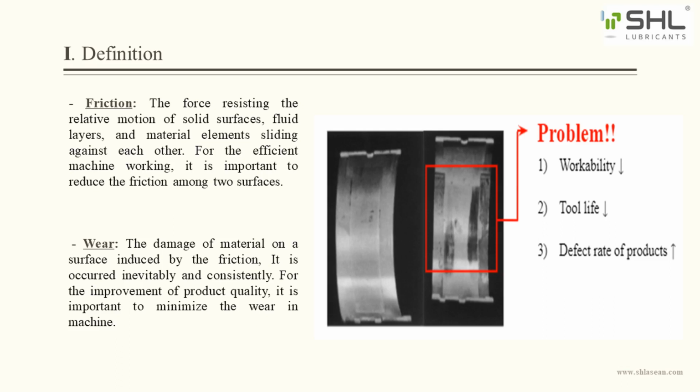Next is abrasion. Abrasion is the deterioration of a material on a surface by friction, which occurs reliably and consistently. To improve product quality, it is important to minimize wear in the machine.